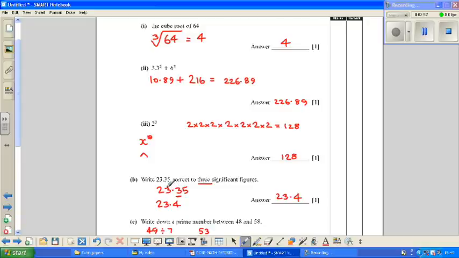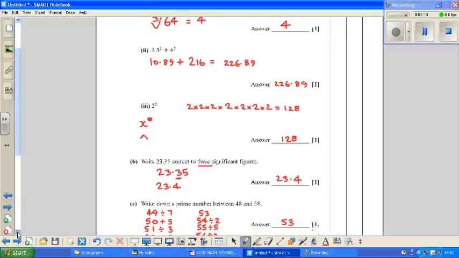So the second significant figure is that 3 there, and the third significant figure is this second 3. Put a little line under that, and then we're going to look at the number to the right of that. It's a 5. The rules for rounding say if it's 5 or more, we're going to round this number 3 up. So we do that by adding 1 to it. So that becomes a 4, and the answer is 23.4.